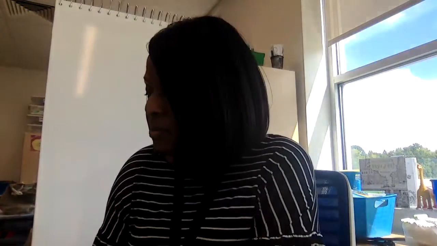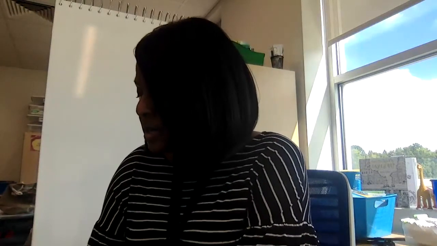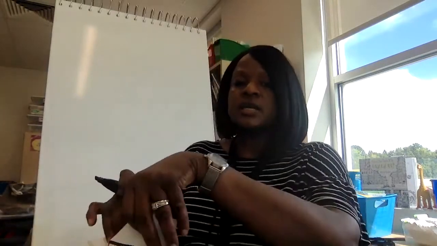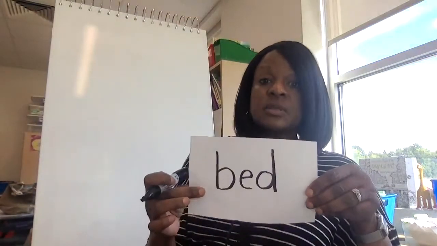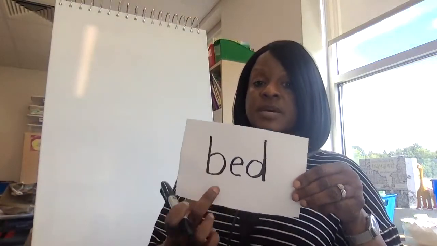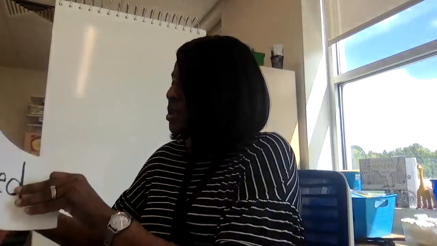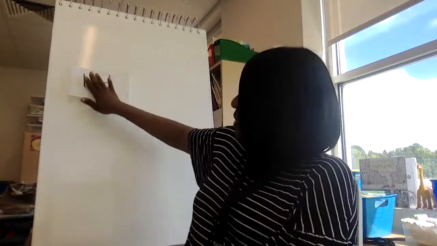So Mabel wrote bed, B, E, D, bed. You see how she wrote bed? I helped her a little bit, but mostly she knows her letters. B-E-D. So that's one label that she put on her bed so she won't forget.